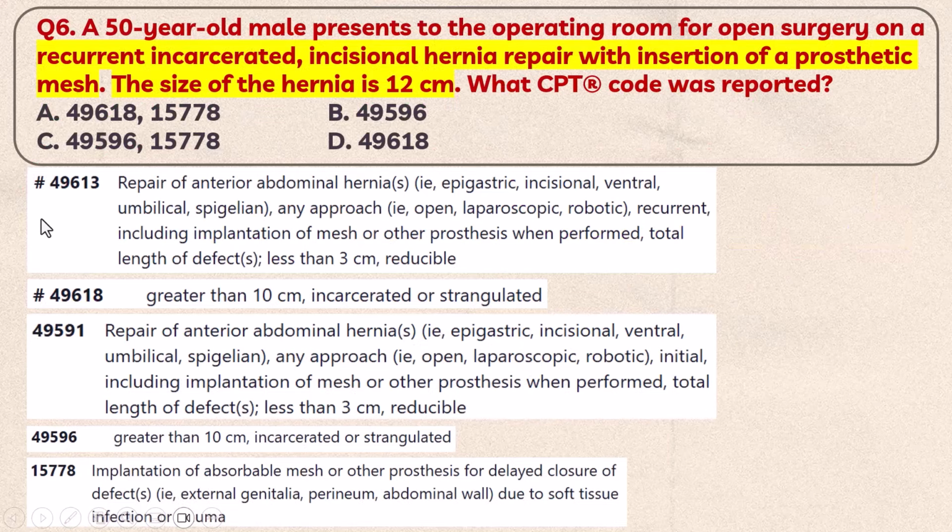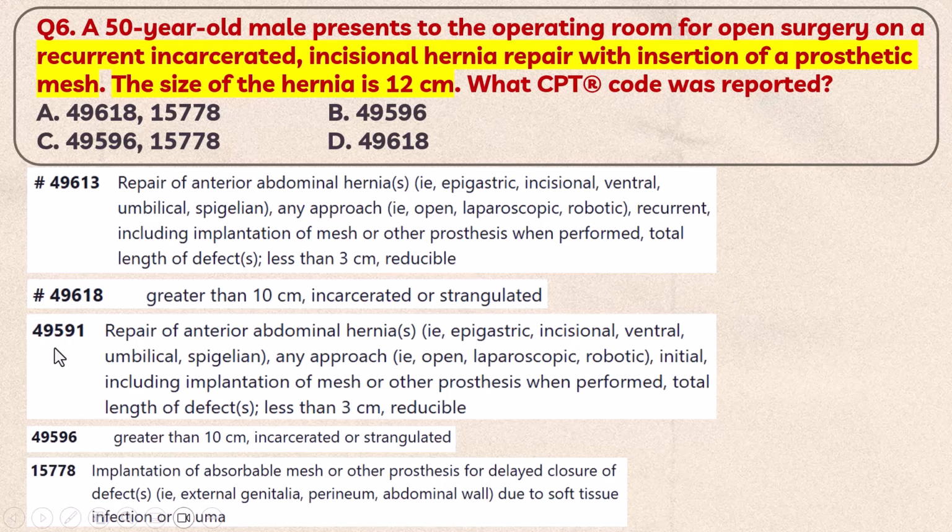When you go to the codes directly, 49,630 is repair of anterior abdominal hernia, epigastric, incisional, ventral, umbilical, any approach, recurrent, including implant of mesh or other prosthesis when performed. Total length of defect is less than 3 centimeter, reducible. In our case, it is 12 centimeter incarcerated. The other code, 49,618, is greater than 10 centimeter, incarcerated or strangulated. So all the conditions are fulfilled by this code. Recurrent, incarcerated, incisional hernia, and more than 10 centimeter, that is 12 centimeter. So this answer will be correct.